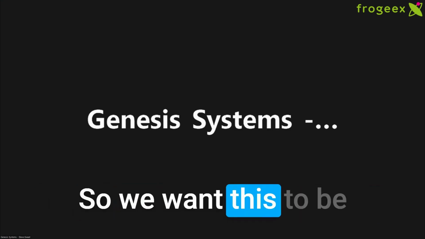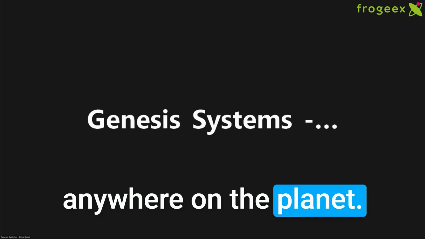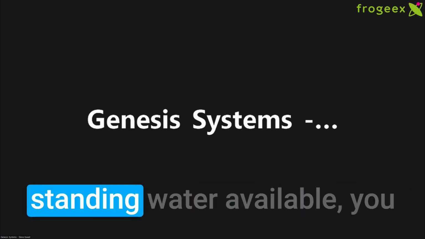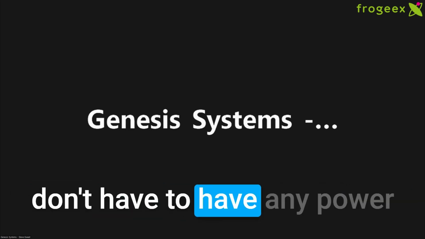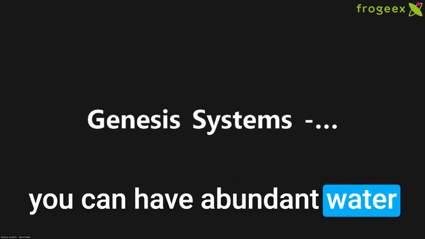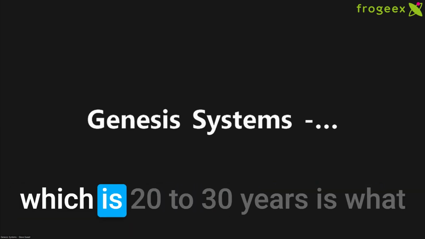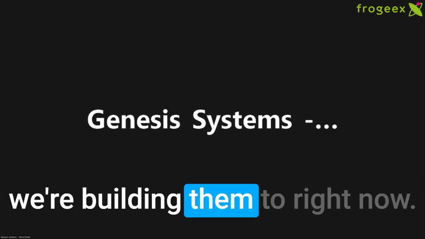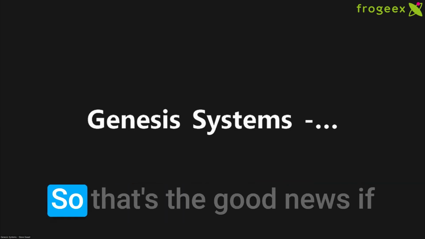So we want this to be a machine you can put anywhere on the planet, and you don't need to have any standing water available. You don't have to have any power grid or source of electricity, and you can have abundant water for the life of the machine, which is 20 to 30 years is what we're building them to right now. So that's the good news.